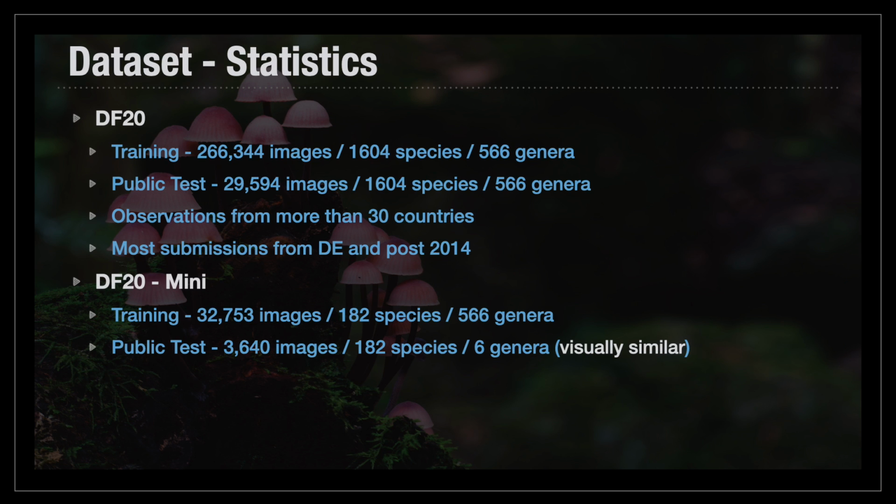The Danish Fungi dataset, in short DF20, is constructed from observations submitted to the Atlas of Danish Fungi that uses an automatic fungi recognition system. The DF20 consists of approximately 300,000 images belonging to more than 1,600 species. Besides DF20, we introduced DF20 Mini, a small subset with roughly 1/10 of the data and species for fast and low energy friendly prototyping.